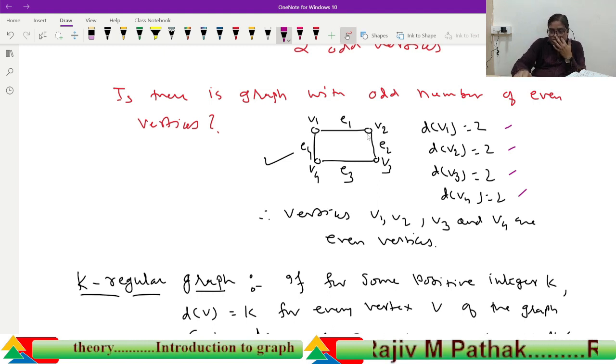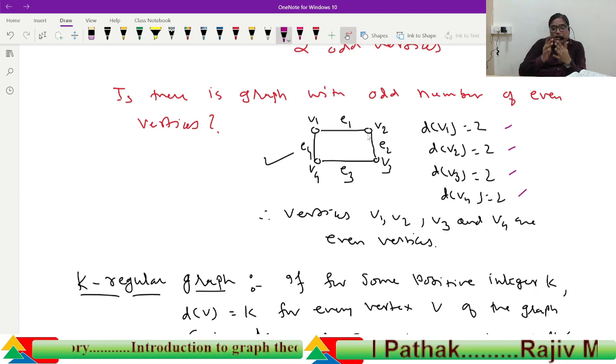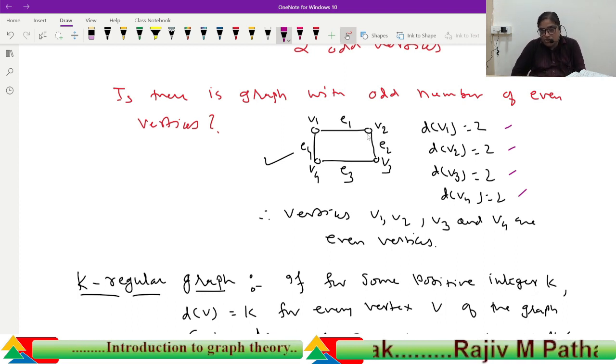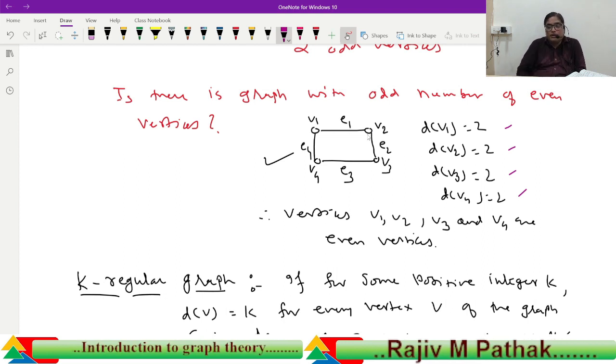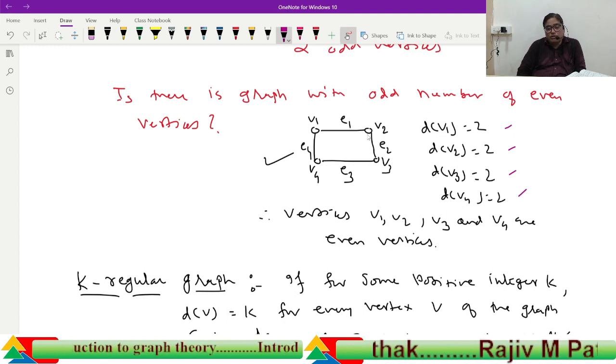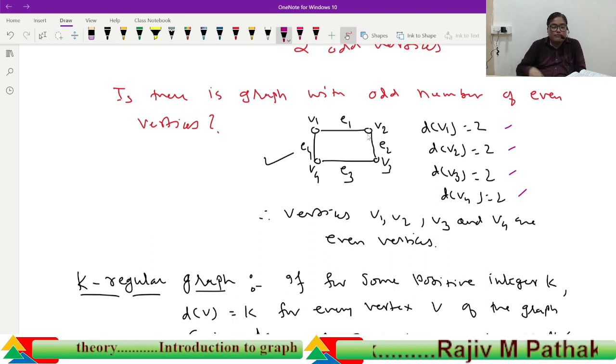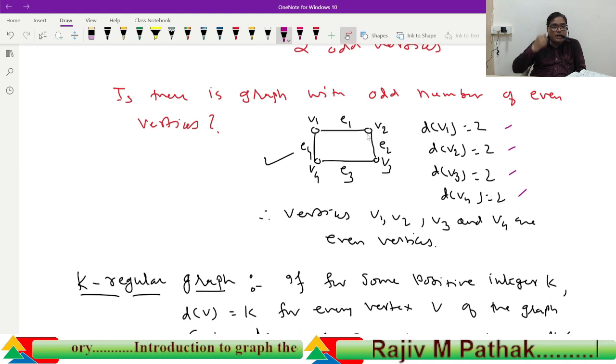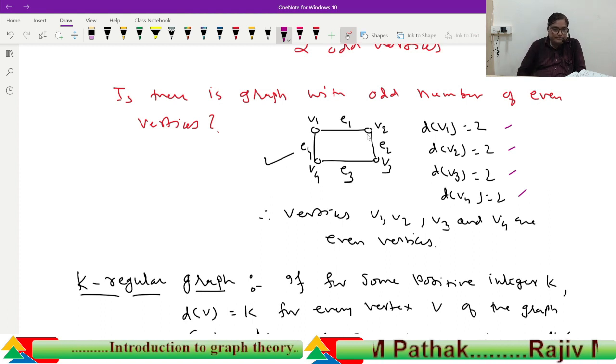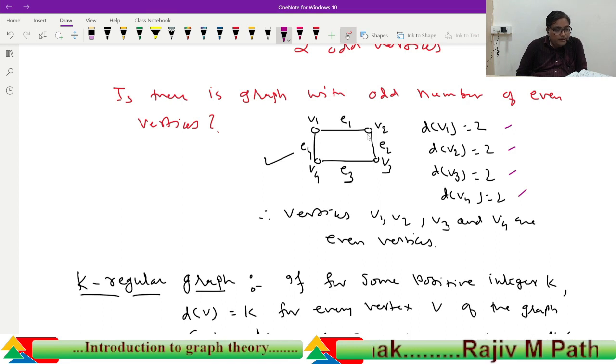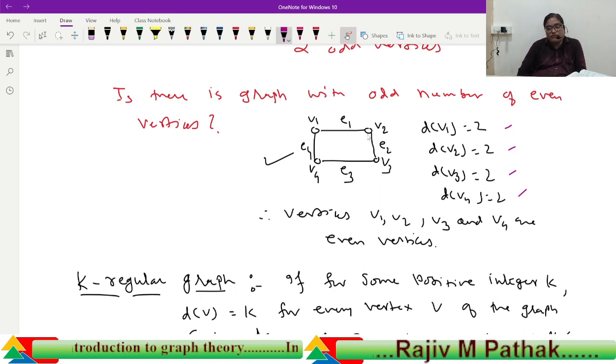Okay, so students, this is the concept of regular graph and complete graph. Next lecture I will revise this again and then give the properties of complete graph. As a remark we write: every complete graph on n vertices is an n minus 1 regular graph, but every regular graph need not be complete.